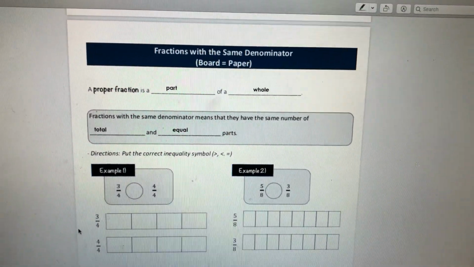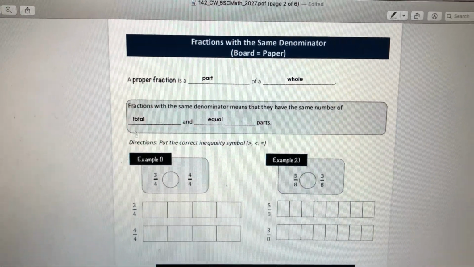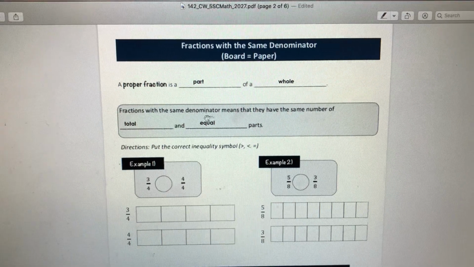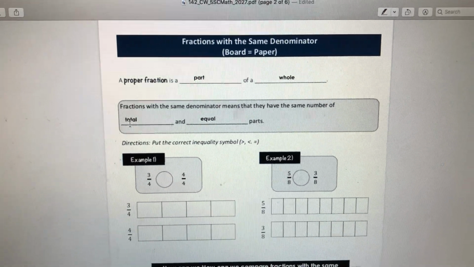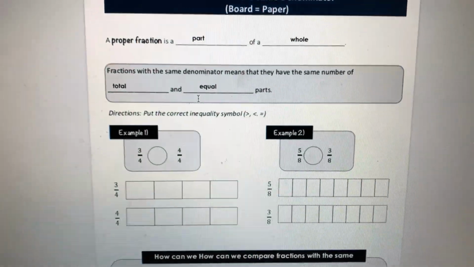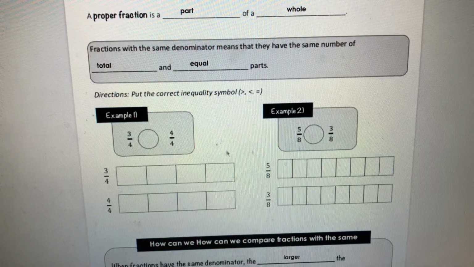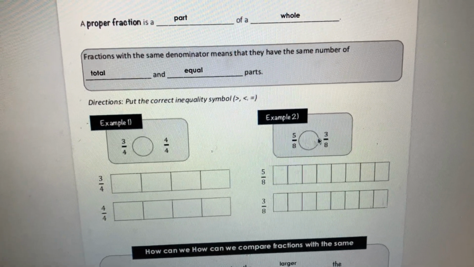Today, we're going to be talking about comparing fractions with the same denominator. A proper fraction is a part of a whole. When fractions have the same denominator, it means they have the same number of total and equal parts. So we're going to look at 2 examples here. The first one is 3/4 compared to 4/4, and the next one is 5/8 compared to 3/8.